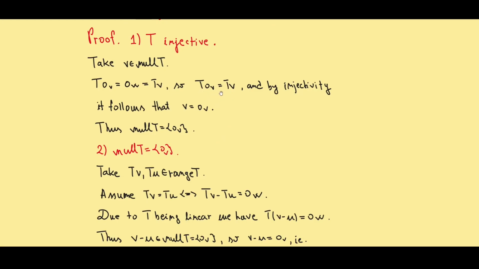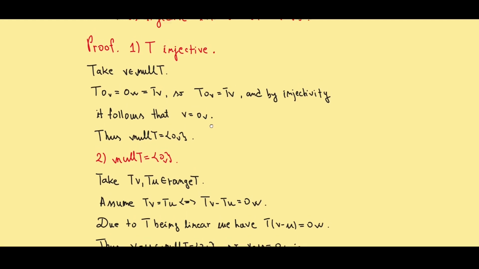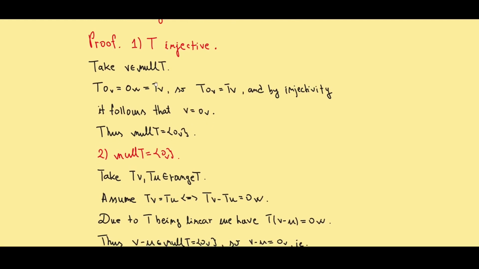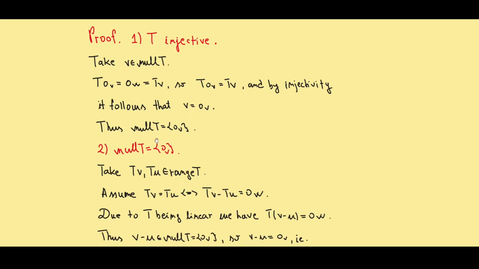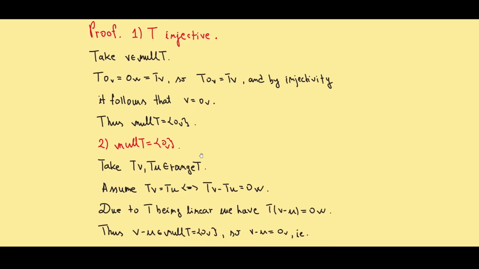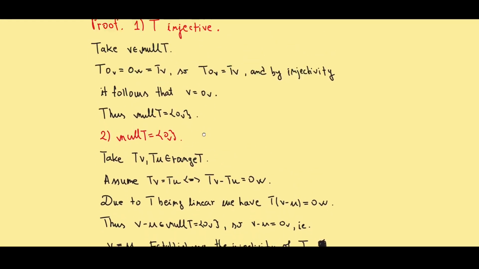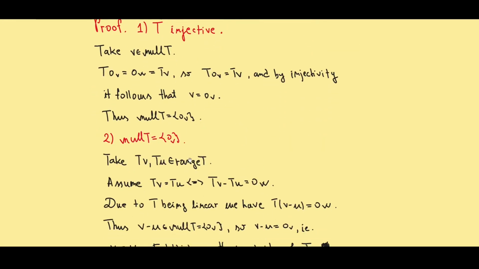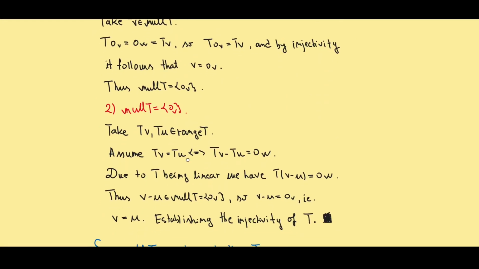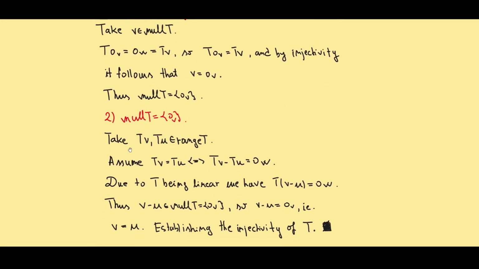So we have this. From this, due to injectivity, it follows that v has to be equal to the zero vector. Thus, we took an arbitrary v, and it turns out that v always has to be the zero vector, so null T can only contain the zero vector. Now let's suppose that null T is just this set, and we would like to show injectivity.